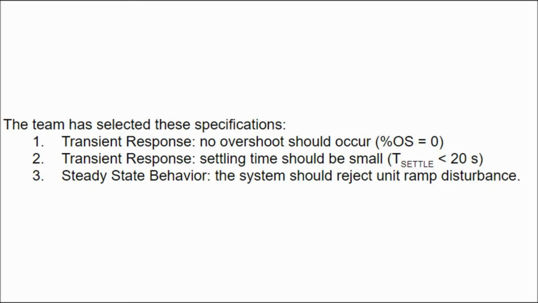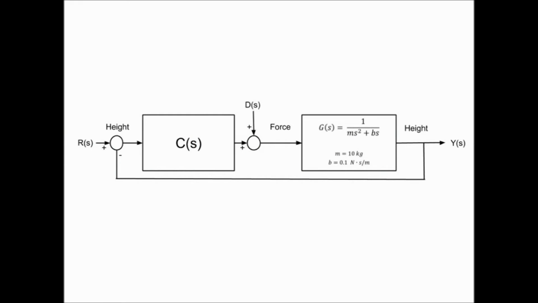And then for our steady state behavior, we decided that the system would need to reject impulse, step, and ramp disturbances. This would be akin to, say, a burst of wind, steady wind, and increasing wind, respectively. And our system would look something like so.